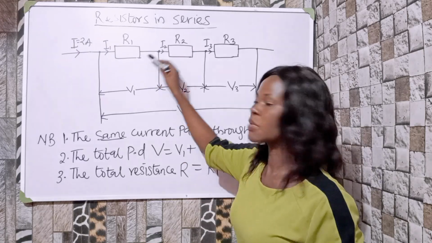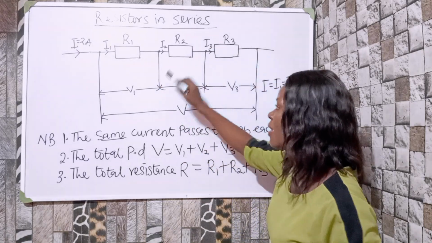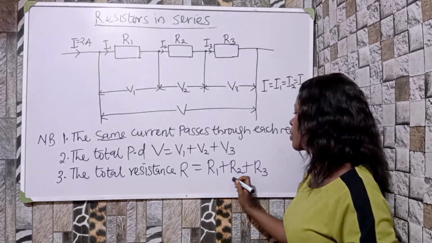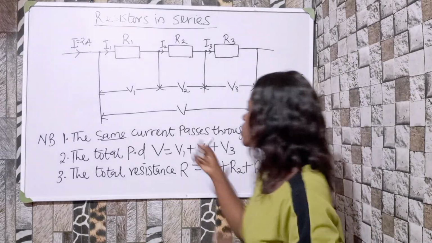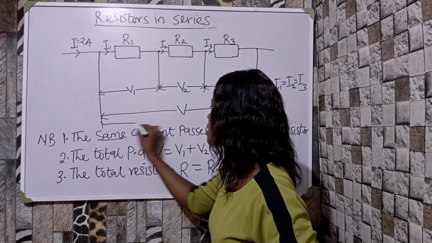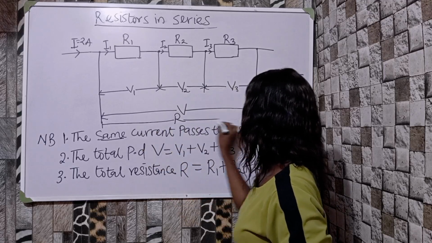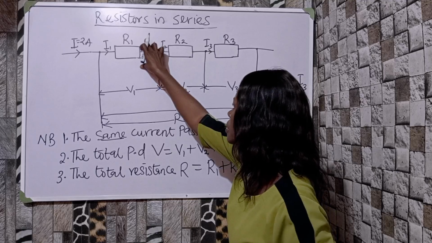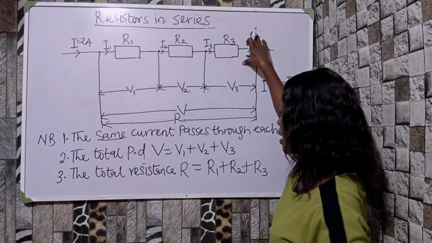Because they are connected in series, the total resistance R equals what? R1 plus R2 plus R3. So I can also say that this is the total resistance, that's R1 plus R2 plus R3.